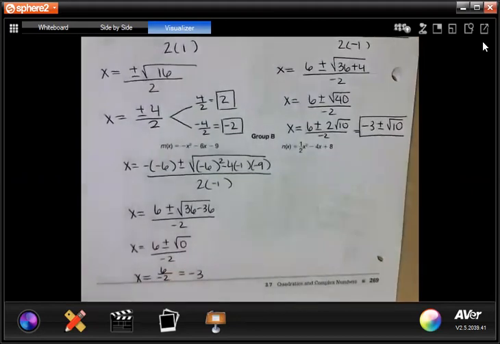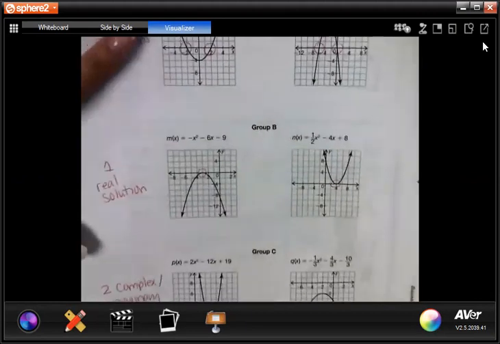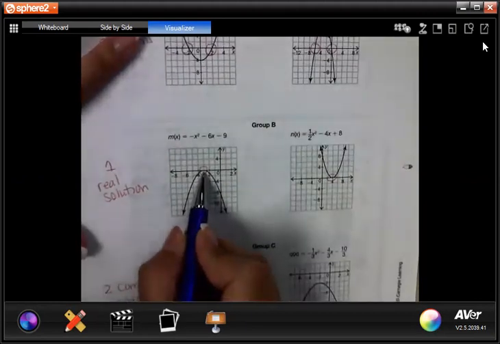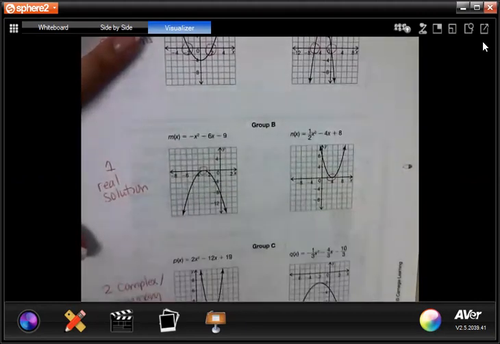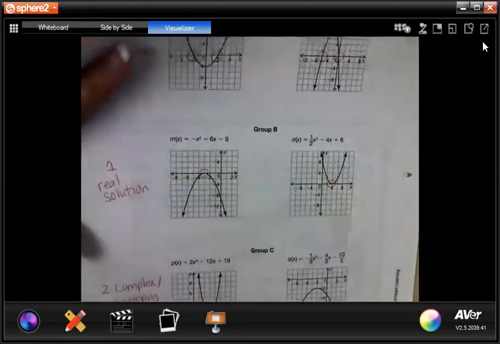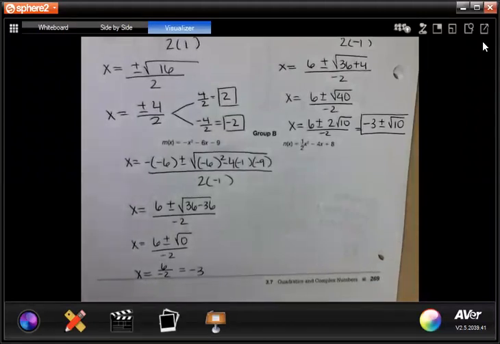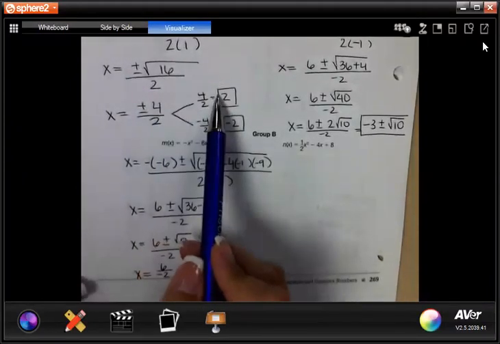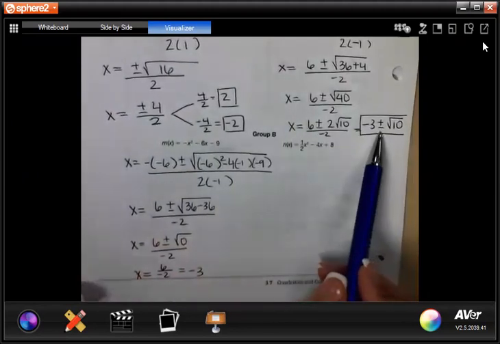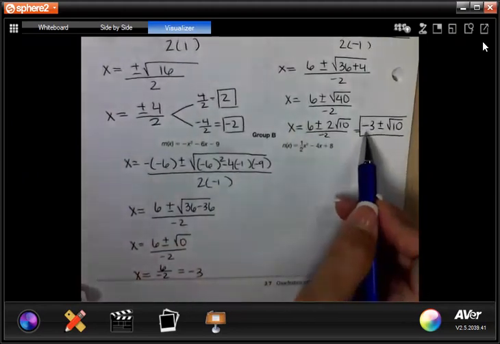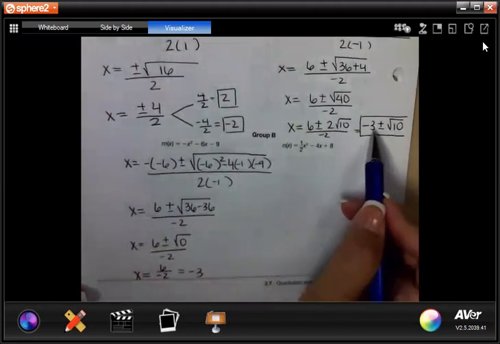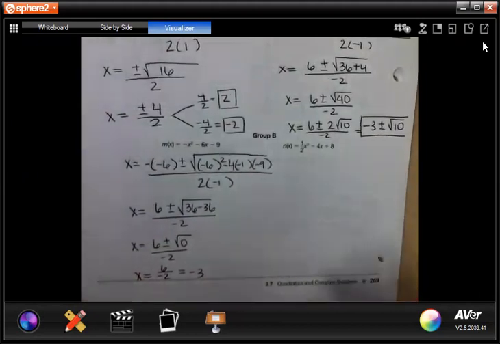So back to those graphs from group B, we only had one solution right here at -3. That's where the vertex was. So here we see that when we ended up with 0 under the square root, it only gave us one solution. When we had the number under the square root, we ended up with 2. Even in this case where it looks like 1, it's 2 because it's -3 plus the square root of 10 and -3 minus the square root of 10.